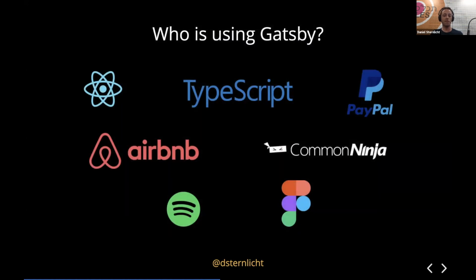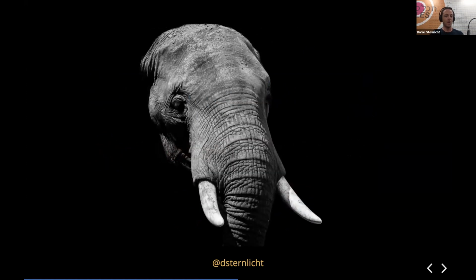A few examples of who is using Gatsby. So among companies and websites who are using Gatsby, you'll find reactjs.org, TypeScript, Airbnb, Figma, Spotify, PayPal, IBM, Meetup, Common Ninja, and more. But still, there is one elephant in the room. Isn't going back to static sites a step back from dynamic websites and single page applications?